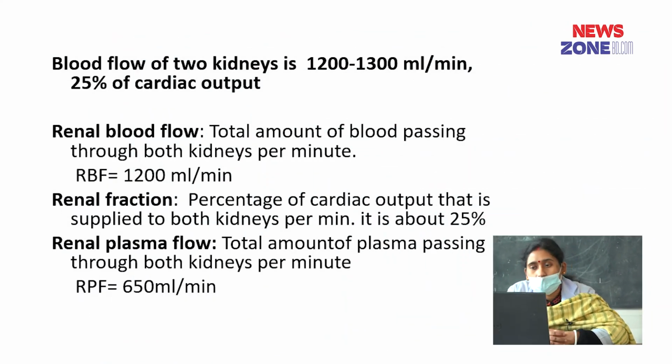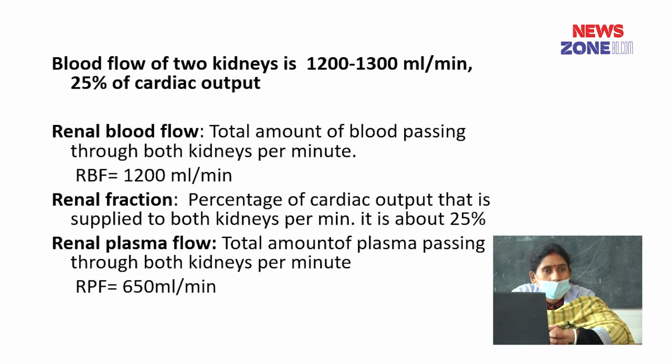The blood flow to the kidney, total blood flow to the two kidneys, is 25% of the total cardiac output. Our normal cardiac output is 5 liters per minute. So 25% of cardiac output means 1200 to 1300 ml per minute.